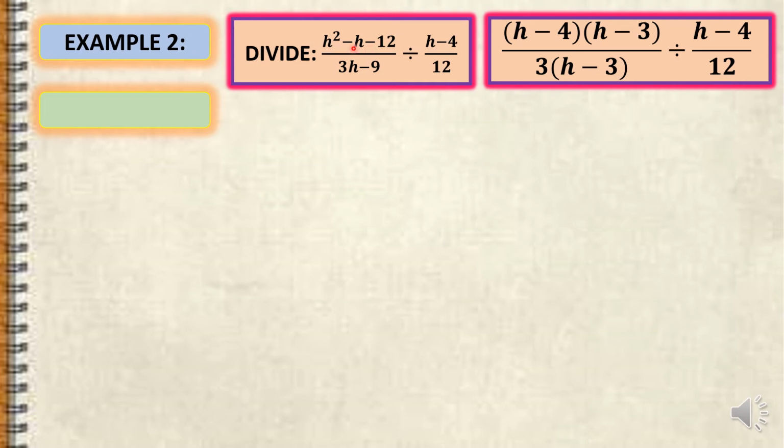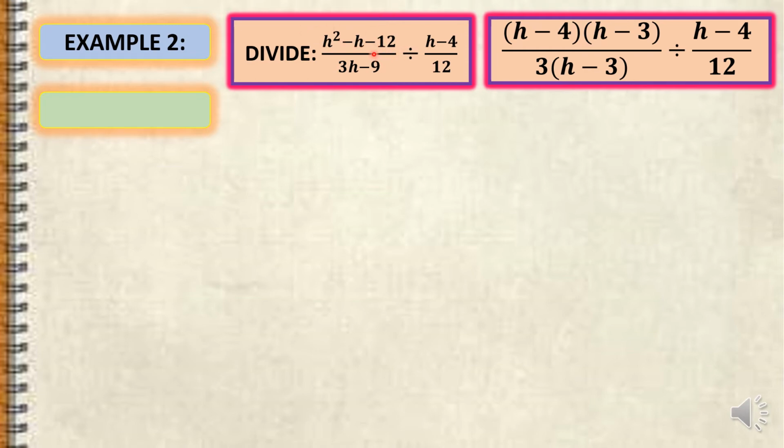So, tulad nito, you have your h raised to 2 minus h minus 12. We can factor this part. By factoring, you have h minus 4 and then h minus 3. So ito yung sa general trinomials. Factoring general trinomials. So you need to go back.